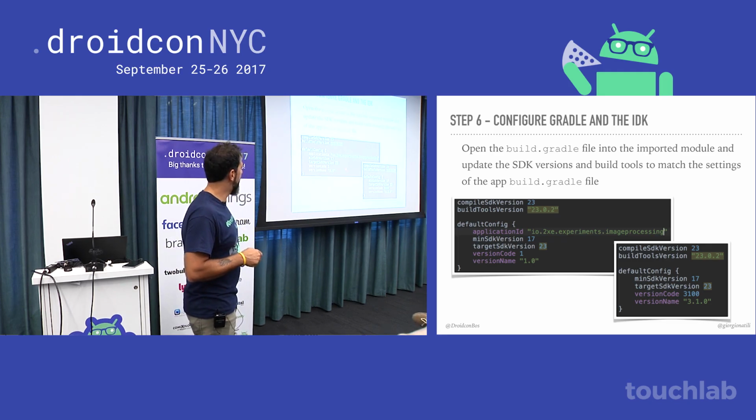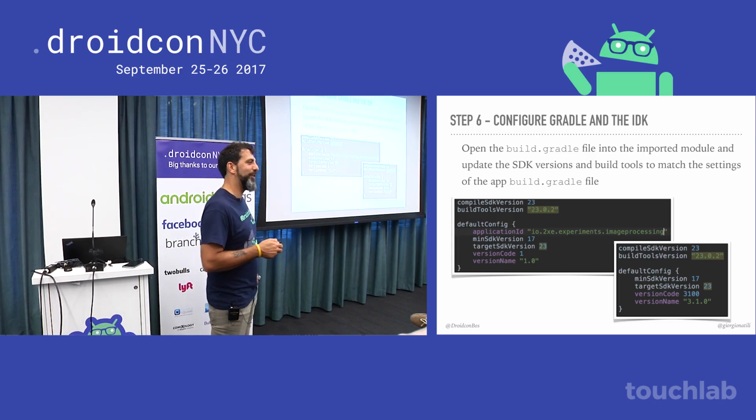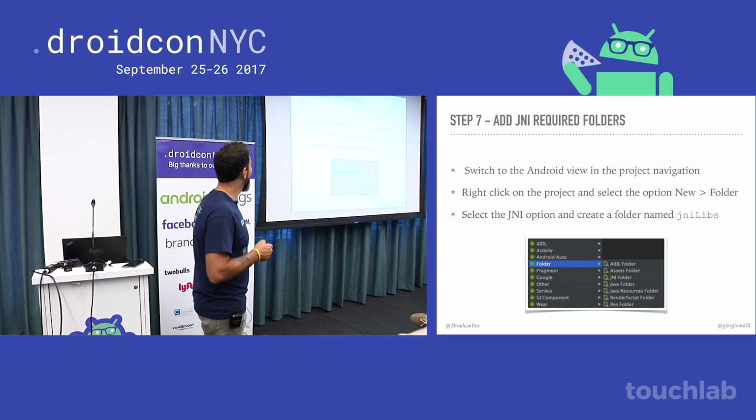So you go in the SDK Gradle file, and you have to be sure that you're using the same build tool versions in both of them. That will make you happy. Well, actually, this will make the Android compiler happy, not you.